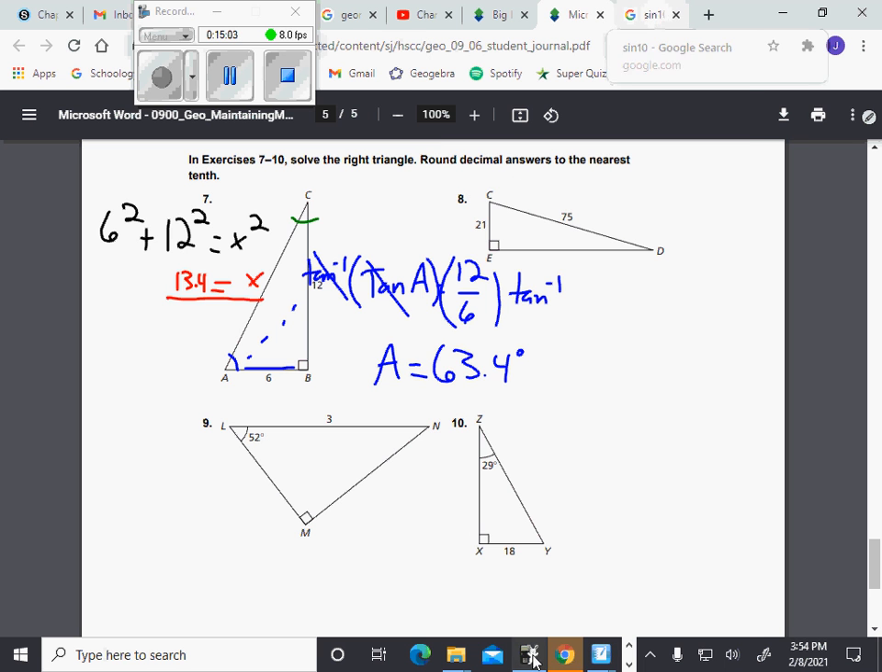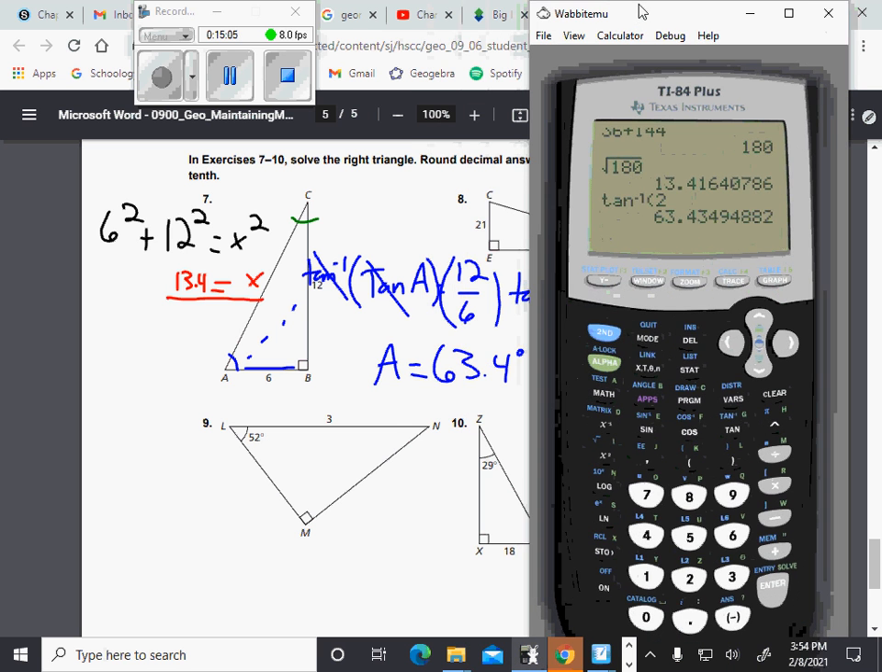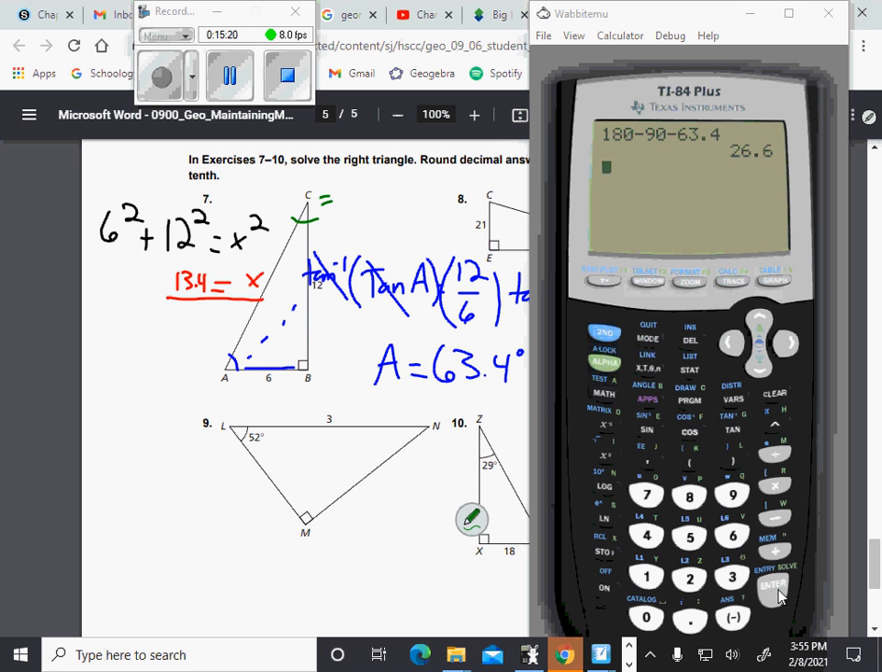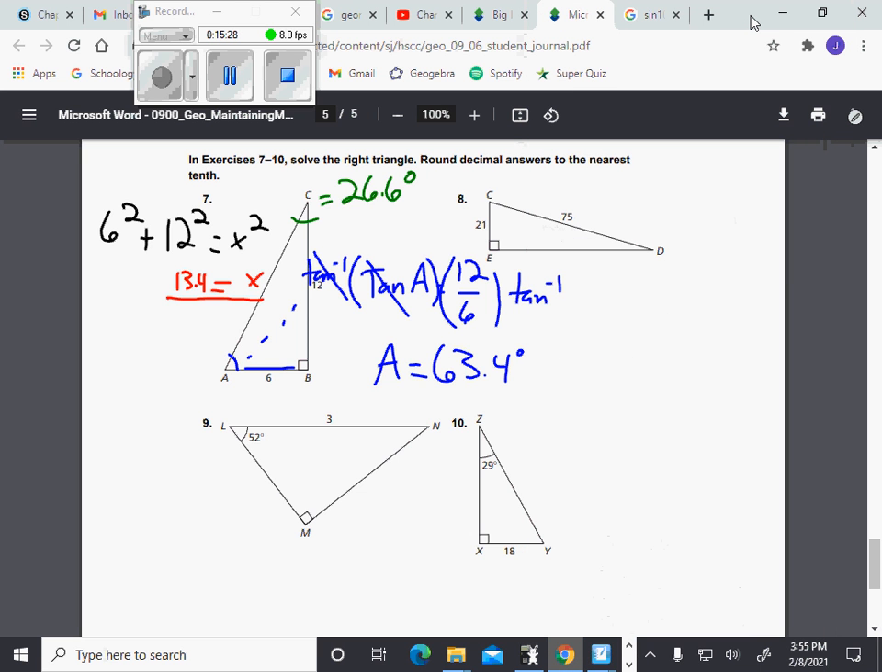Well, I can just take my calculator and say, 180 minus the 90 degrees that's already given to me, minus what I just found, 63.4, will give me that missing angle, 26.6 degrees. So C is equal to 26.6 degrees. And I solved my triangle. I know every part of that triangle now.